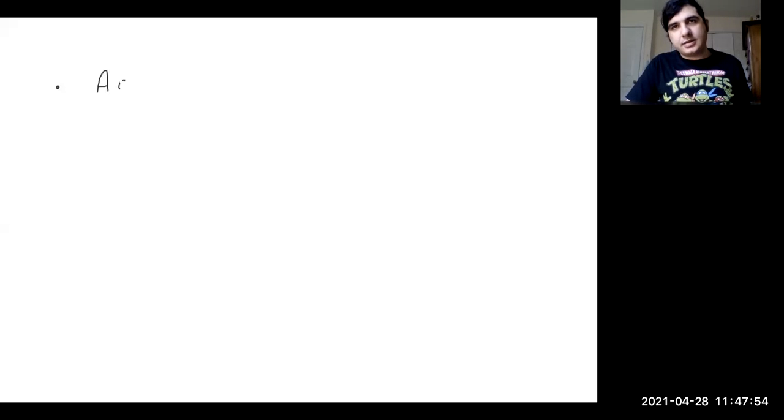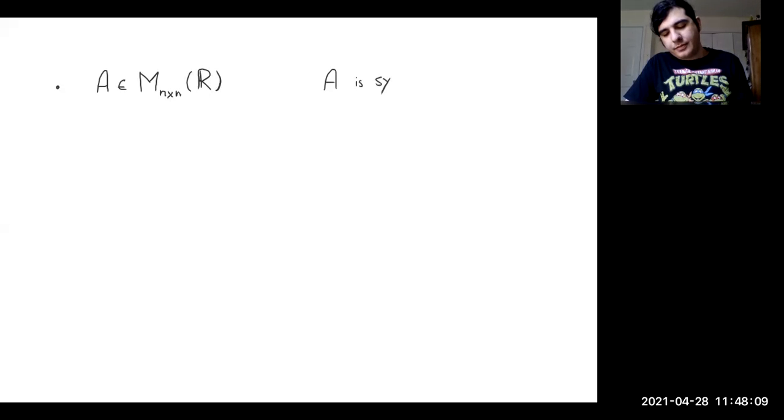So let's start from some very basic things. Let's review some background. Remember, suppose we have an n by n matrix, say with real entries. We say this matrix A is symmetric if it is symmetric with respect to its diagonal; in other terms, its transpose is equal to itself.